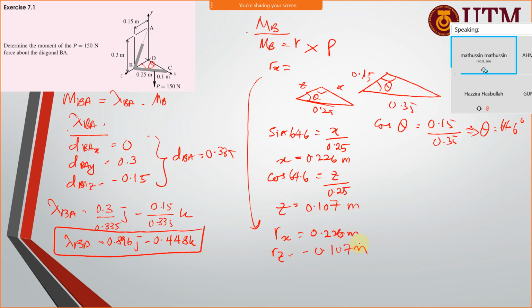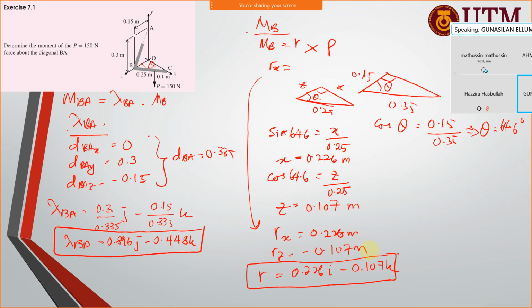Then from here kita akan dapat R in terms of vector component lah. So 0.226i tolak 0.107k. So this is our R. Okay, clear? Ada soalan nak tanya setakat tu? Tak ada? Semua faham?